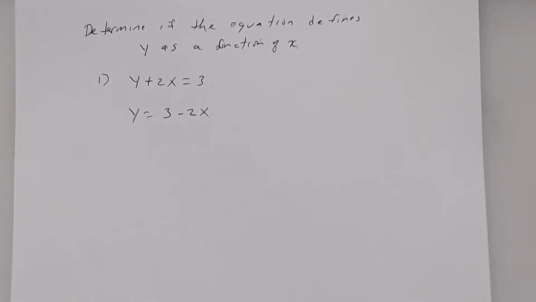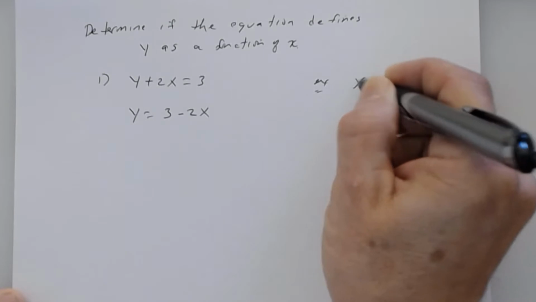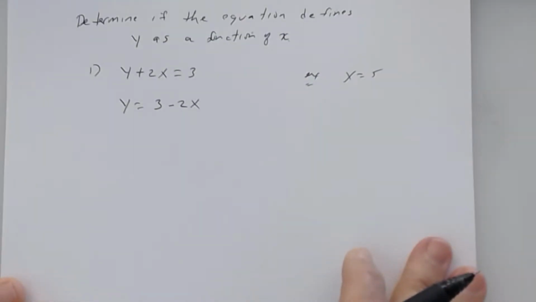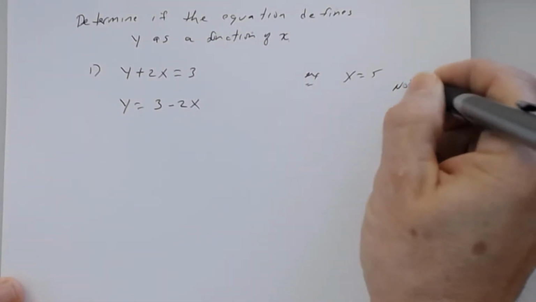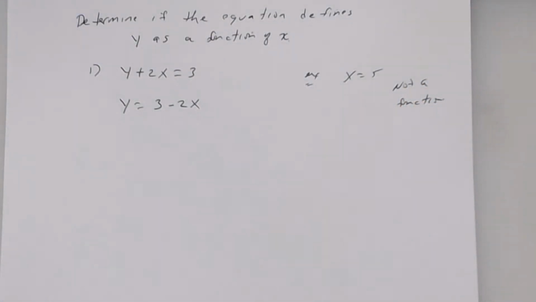Now, there's only one line, though, that's not a function. Do you remember the vertical line test? A vertical line is a line that's not a function. It's x equal, right? X equal a number. So with something like x equal 5, then that would not be a function. All right, now, I'm going to come back to this one.